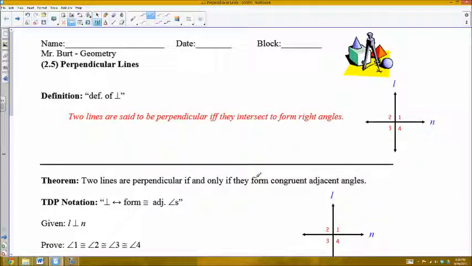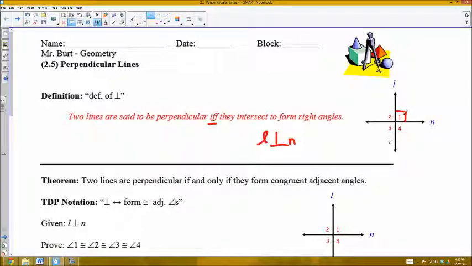So in this situation, line L and line N are said to be perpendicular, which is represented this way, L perpendicular to N. This is the symbol for perpendicular. If and only if, which is a biconditional statement, they are intersecting to form right angles, which would mean that angle 1 would be a right angle, so would angle 2, so would angle 3, and so would angle 4.